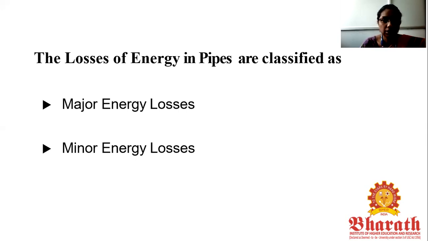So the energy losses in pipes are classified into major energy loss and minor energy loss. So we can see the major energy loss and minor energy loss in detail.